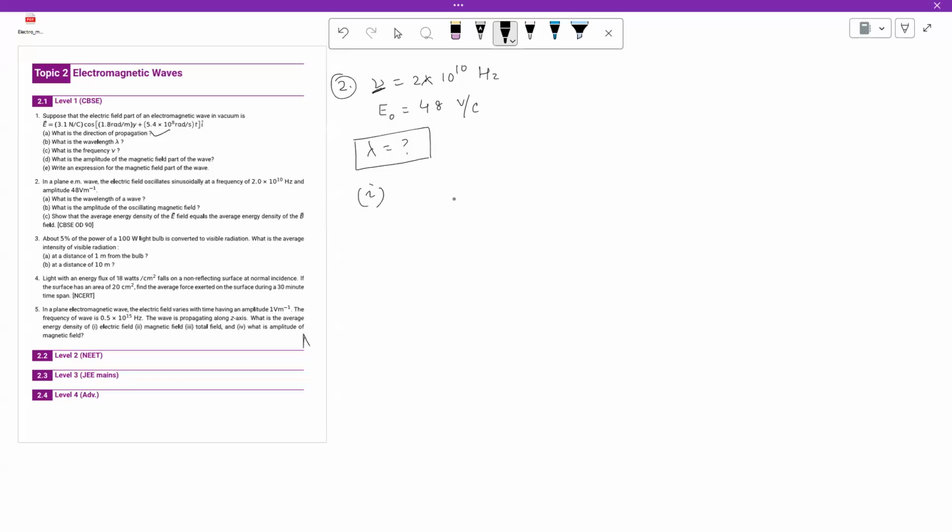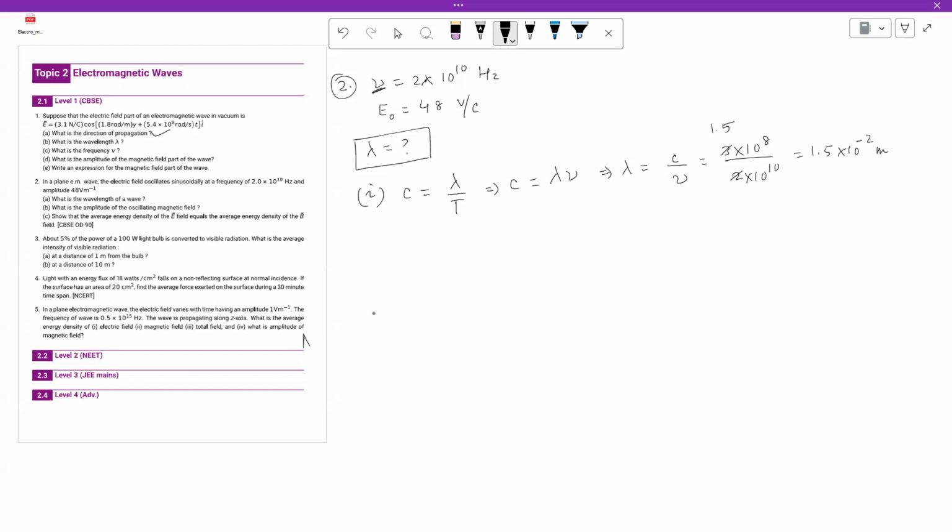Frequency is given, right? Frequency is related to wavelength. We know that C is lambda by T, so we can write C as lambda nu. So we can calculate lambda as C by nu. These two values we know. C is 3 into 10 to the power 8 and nu is 2 into 10 to the power 10. So this is 1.5 into 10 to the power minus 2 meter. This is the value of the wavelength.